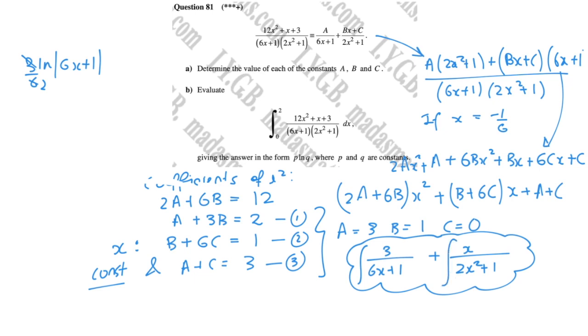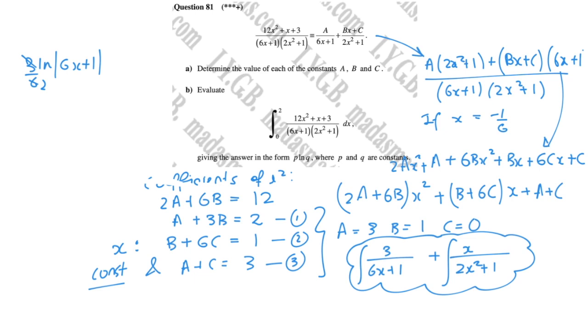Reverse chain rule. That's what she meant. Yeah, it is, isn't it? Differentiation of, yeah, so you want 2x squared plus 1.